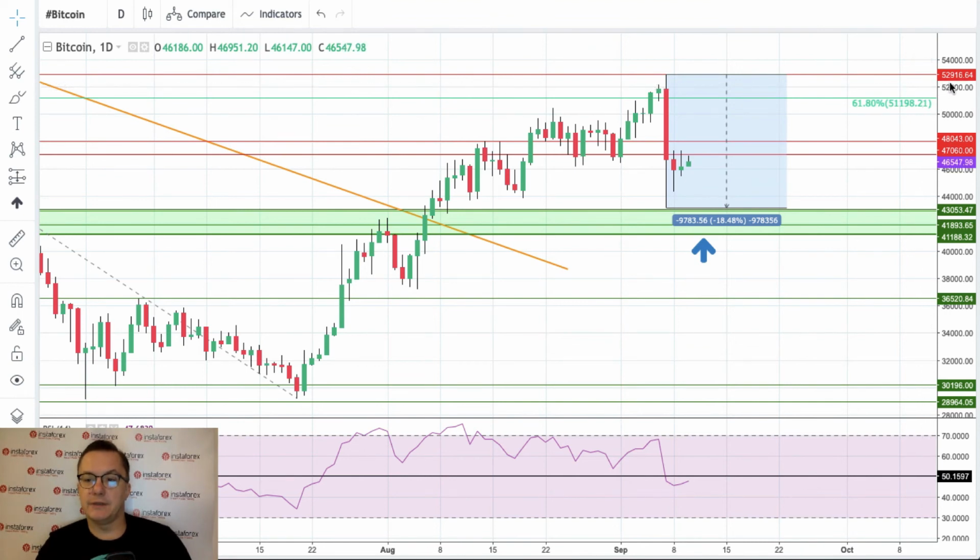So I would be very careful in this situation, and keep an eye on the market reaction at 52,916, because if there is some sort of V-shaped reversal, that means this market is strong and it wants to go up, and even an 18.5% correction won't stop it.